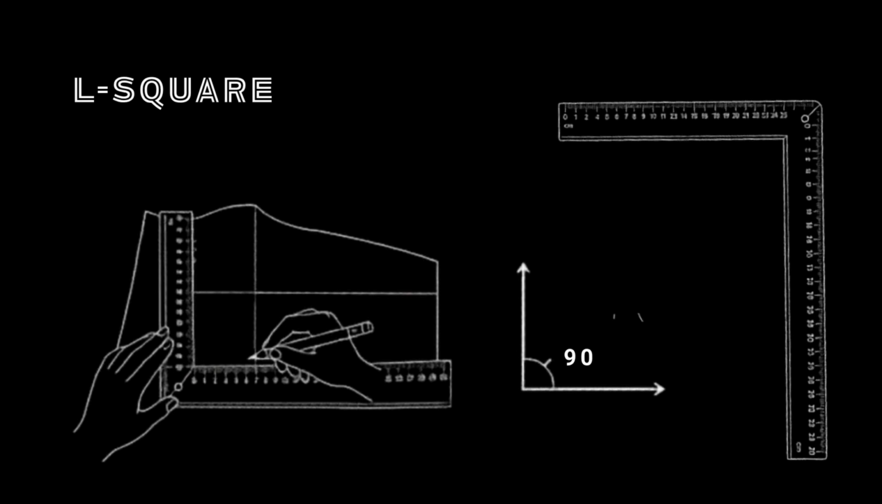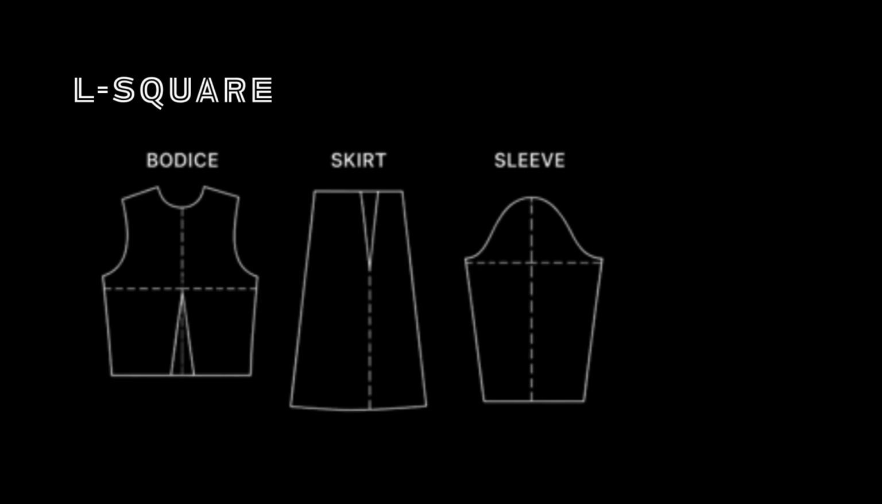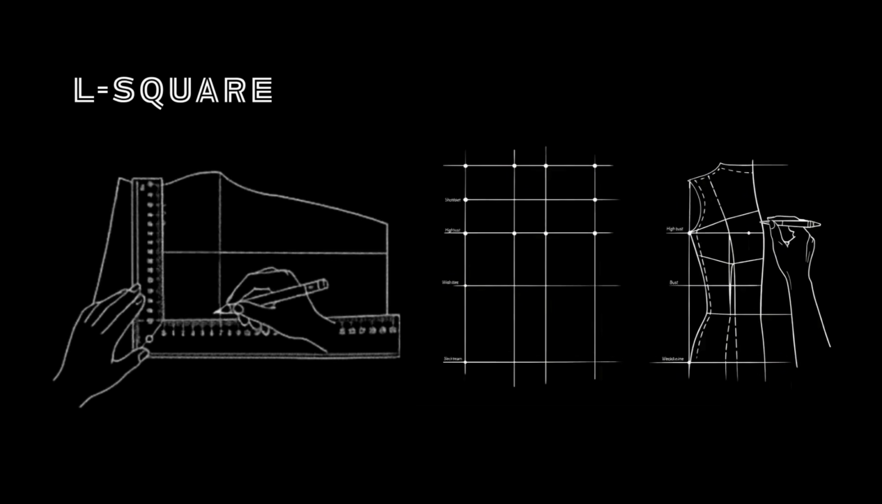L square. The L square is used to draw a perfect 90-degree angle. It helps in making straight vertical and horizontal lines while drafting patterns such as bodice, skirts, sleeves and trouser patterns. This tool is very helpful for creating a proper pattern base.